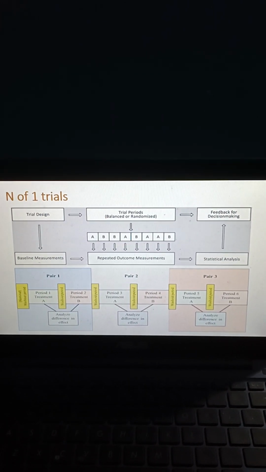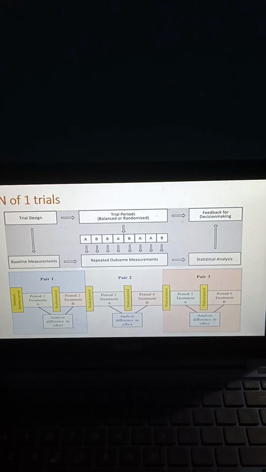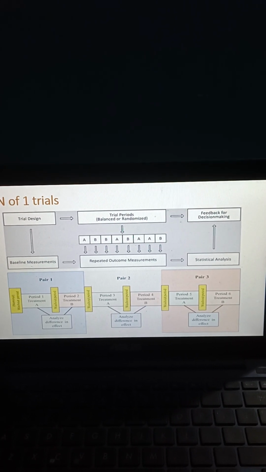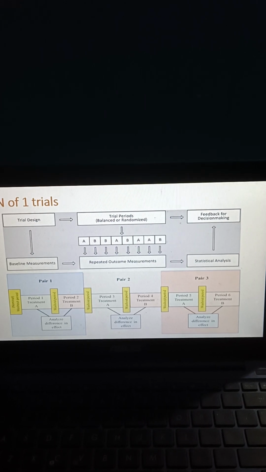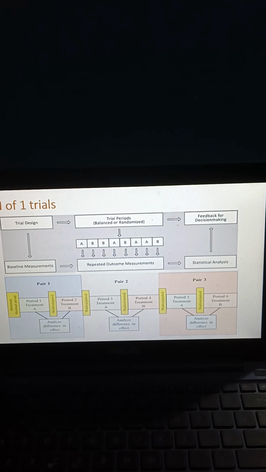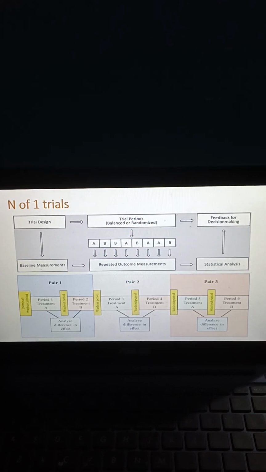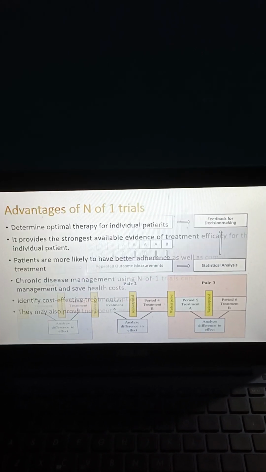This is the diagram showing the N of 1 trial design: baseline measurements, trial periods balanced or randomized, feedback for decision making, repeated outcome measurements, statistical analysis. This is the design of N of 1 trial. It is a very complicated design.